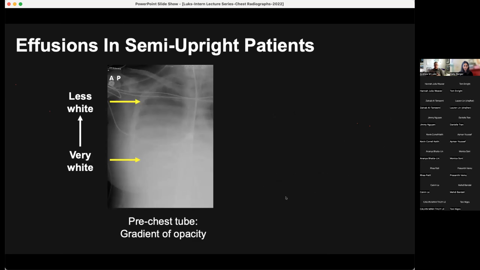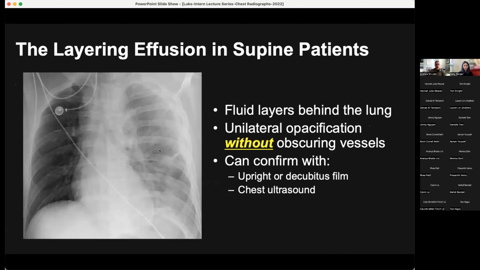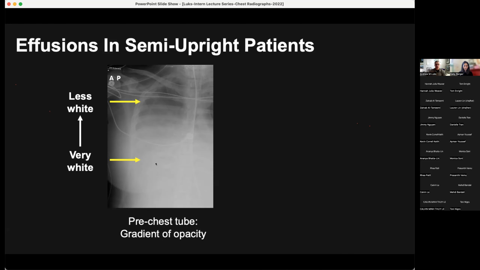Now, it gets a little more confusing when patients aren't in the supine position, but are in the semi-upright position. This is a phenomenon that you're going to see quite a bit in the intensive care unit. In these situations, rather than having haziness of the entire hemithorax, you tend to get a gradient of opacity. When they're in the semi-upright position, there's more fluid at the base of the lung, so it's more opacified down here, but as you move towards the top of the chest, it gets less and less opacified, and you see more lucency in this area.